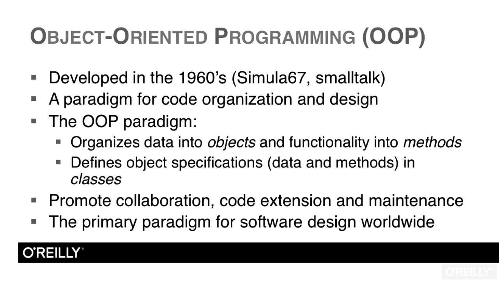This paradigm is one of the most important advances in software design. It promotes collaboration and the extension and maintenance of our code. And because its ability to help us manage complexity is so profound, it is the primary paradigm used for software design. It's hard to overstate just how important it is to programmers every day. And it's simple enough to begin implementing that it can make your coding work easier every day, too.